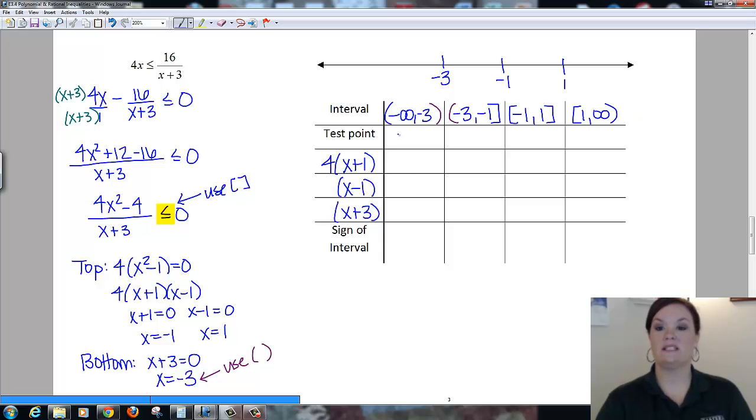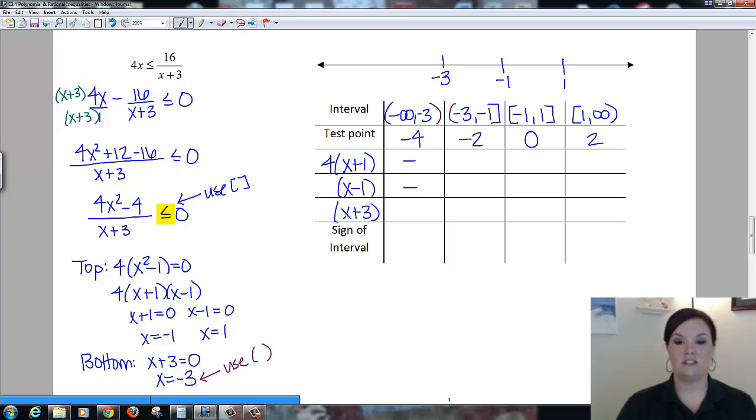So let's pick some test points. Something smaller than negative 3 would be negative 4. Something between negative 3 and negative 1 would be negative 2. Something between negative 1 and 1, I'm going to pick 0. And something larger than 1, I'll pick 2. So I'm going to plug these in. When I plug in negative 4, negative 4 plus 1 is going to be negative, times a positive 4 is still negative. Negative 4 minus 1 is going to be negative. So when I plug negative 4 into x minus 3, that gives me negative.